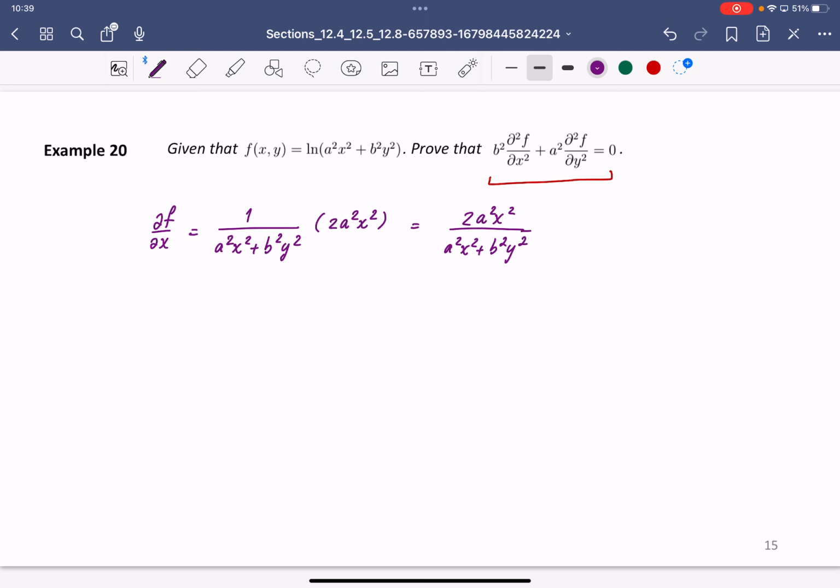And then now the question asks you to do it one more time because you need this term. So you're gonna differentiate 2 times. You use the same function that you have before, and then you take the derivative one more time. This way you have to use the quotient rule.